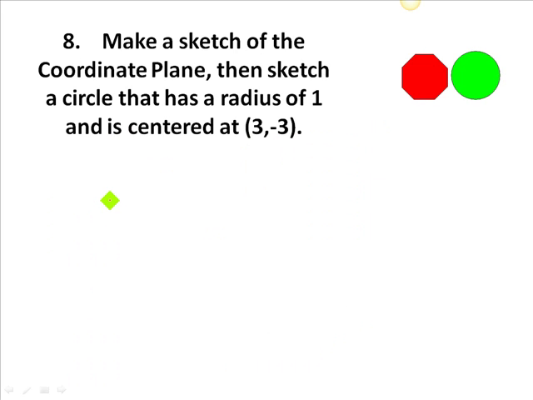Number 8, make a sketch of the coordinate plane, the Cartesian coordinate system, then sketch a circle that has a radius of 1 and is centered at the ordered pair (3, -3). Click on the stop sign.